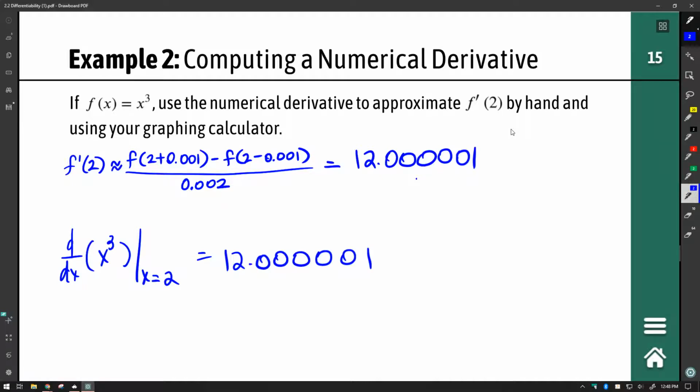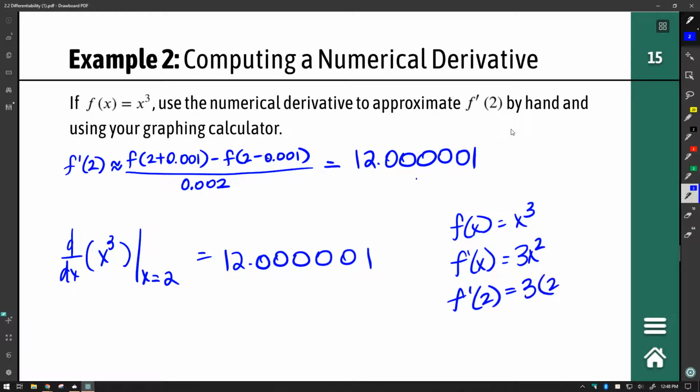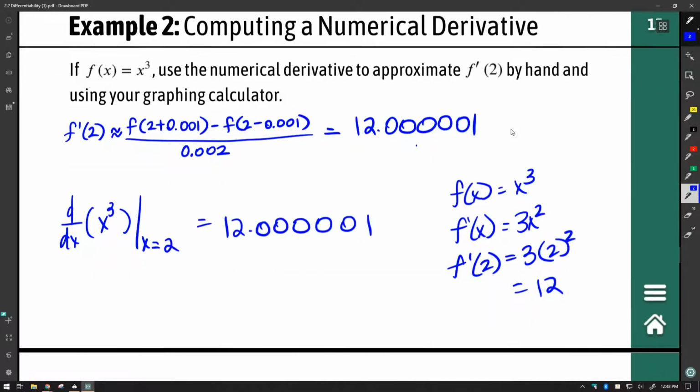We learned in a previous section that if f of x is equal to x cubed, f prime of x is 3x squared. We could find that derivative with the limit definition. So we know that f prime of 2's actual answer is 3 times 2 squared, which is 12. And so you can see the numerical derivative is such a good approximation. It's the tenths, hundredths, thousandths, ten-thousandths, hundred-thousandths. It's the millionths place where we're finally off by a little bit. So a super good approximation using nDeriv.